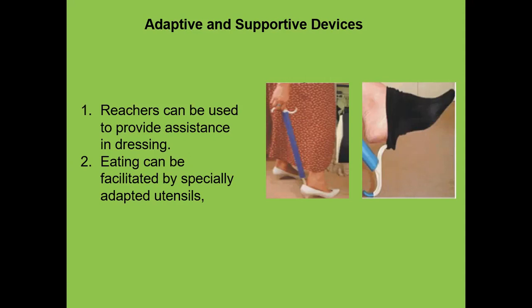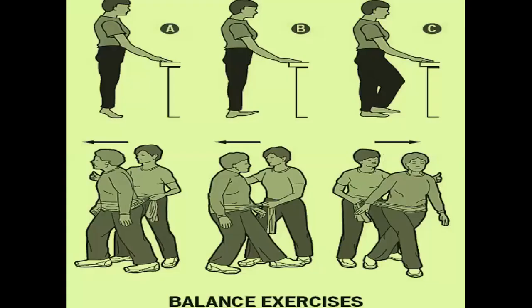And how to remove the socks? There is a device which will help, because they are unable to hold. So some devices will help to remove the socks. So these are all the assistive devices. They will provide better quality, overall health and livelihood for Parkinson patients. Now some of the balance exercises which I described.